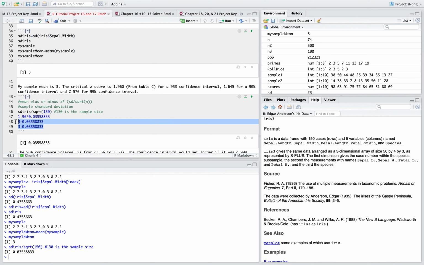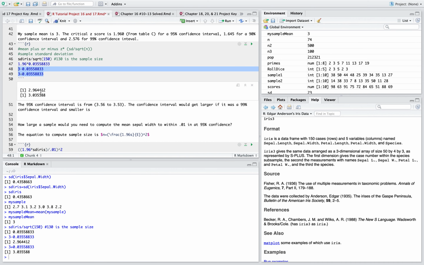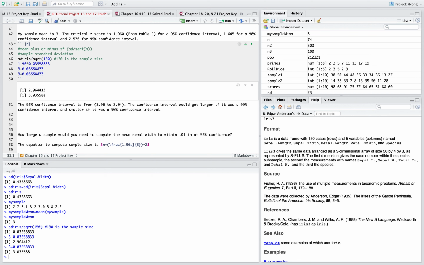So I'm going to run this. I'm going to add my margin of error to my mean and subtract it from my mean. So the 95% confidence interval is from 2.96. That's supposed to be a 2. 2.96 to 3.04. And the confidence interval would get larger if it was a 99% confidence interval and smaller if it was a 90% confidence interval. So why don't we go ahead and calculate the 90% confidence interval?